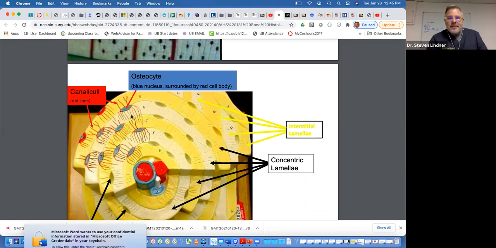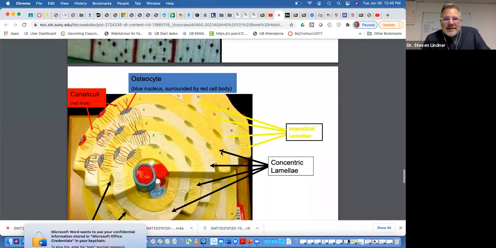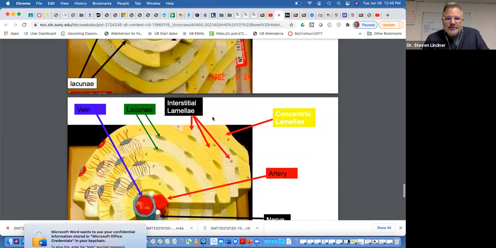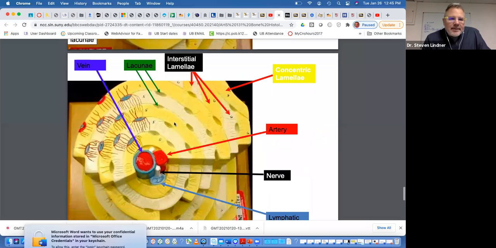It's like a matrix of communication. That's the canaliculi. What's not making up the concentric lamellae, those are called interstitial lamellae. They're just remnants of old osteons. Okay. Same thing here. We could see a vein, an artery, a nerve, and a lymph. These are concentric lamellae, whether it's the pale or the yellow rings. The lacunae are the cavities. The osteocyte is the blue, and then the red finger-like extensions are the canaliculi. These are interstitial lamellae. These are concentric lamellae.